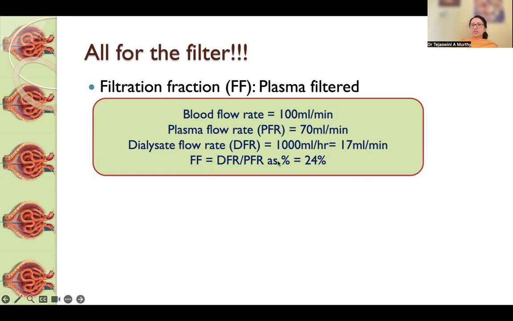The filtration fraction is dialysate flow rate divided by the plasma flow rate, expressed as a percentage. That will be 17 divided by 70 expressed as a percentage. So here it comes as 24%. If the filtration fraction is greater than 25%, then the filter life will get shortened. So we have to ensure that we adjust the blood flow rate and the dialysate flow rate in a certain way so that the filtration fraction is maintained.